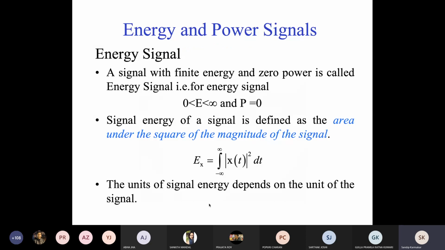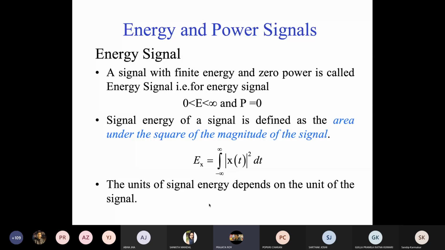Energy and power signals. An energy signal is a signal with finite energy and zero power. For an energy signal, E is within 0 and infinity and P equal to 0. Signal energy is defined as the area under the square of the magnitude of the signal. Is it clear? The units of signal energy depend on the unit of the signal.